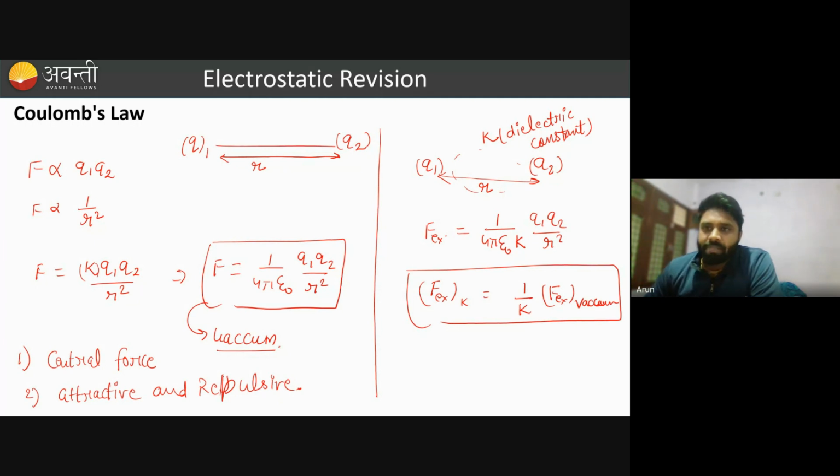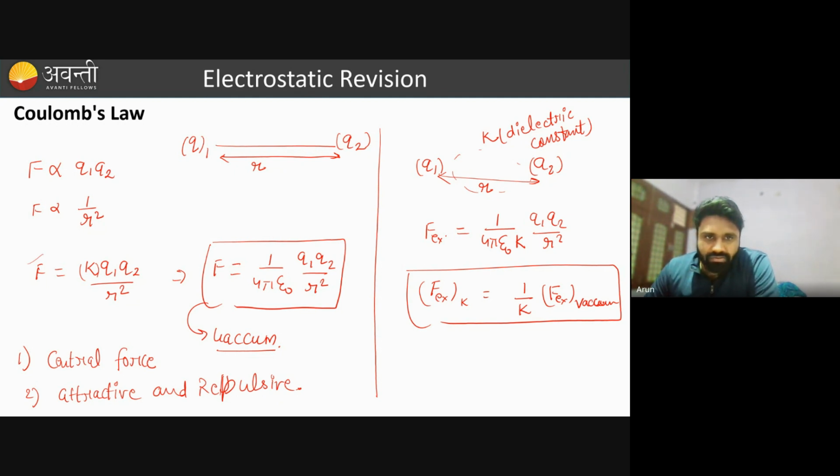Coulomb's law says that the force experienced by the charges present in vacuum is directly proportional to the product of charges. Secondly, it is directly proportional to the inverse of the square of the distance between them. The distance between them is r; you take the inverse of it and square it, so it is 1 by r square. If you combine them, then F = k q1 q2 by r square, where k is a constant.